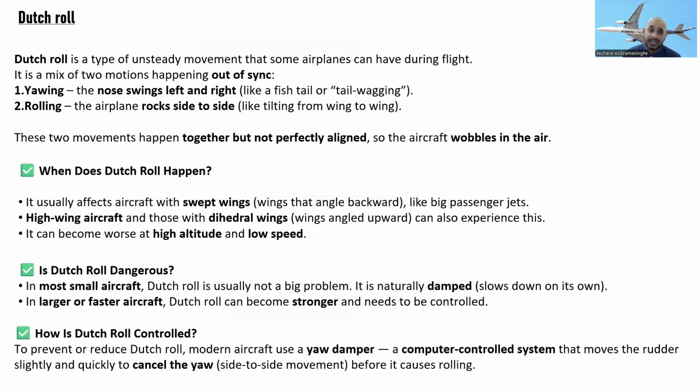So is Dutch roll dangerous? In most small aircraft, Dutch roll is usually not a big problem. It is naturally damped and slows down on its own. In large or fast aircraft, Dutch roll can become stronger and needs to be controlled.